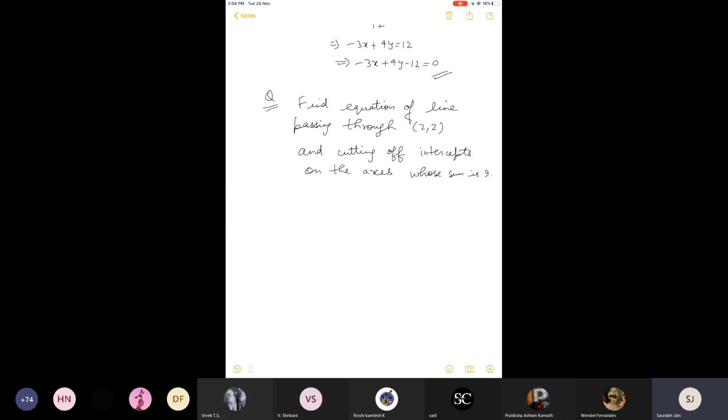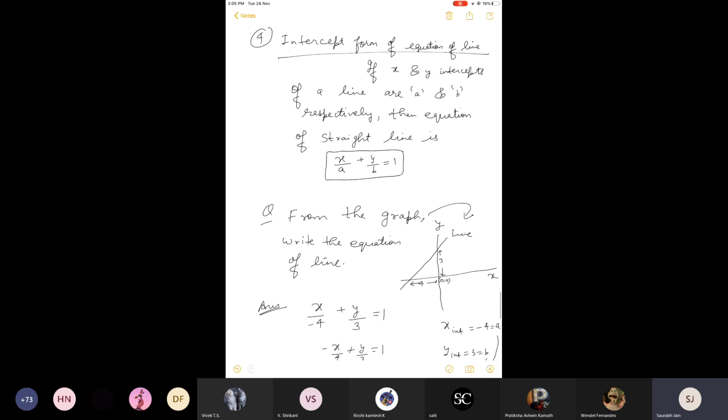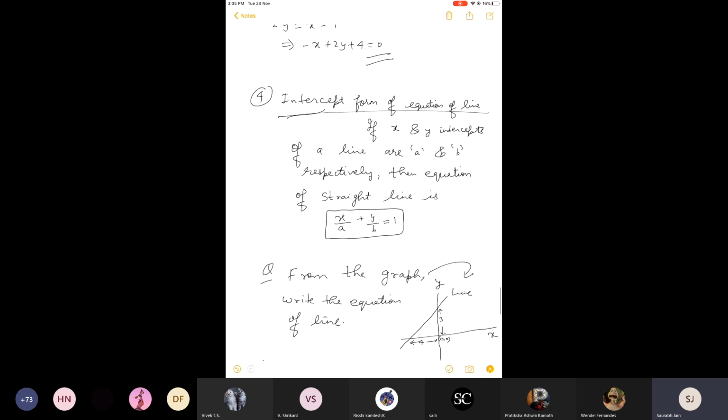See, in this question, let me tell you how to start. If you go by the language of the question, they are talking about intercepts. Intercepts, right? So we will select the intercept form of line. Let equation of line be x by a plus y by b equals 1. So this is the standard form, right? Intercept form of line. This only we just discussed. This is the equation.